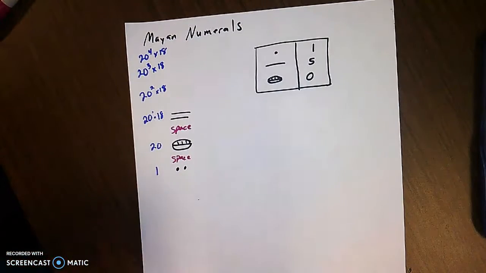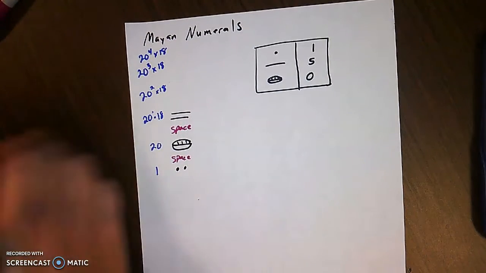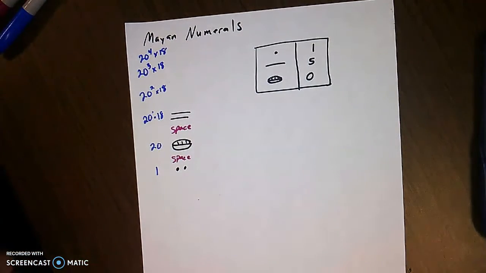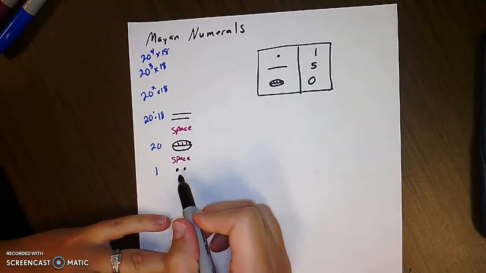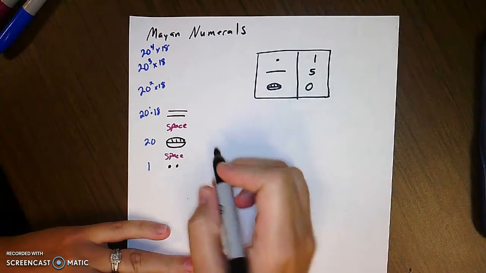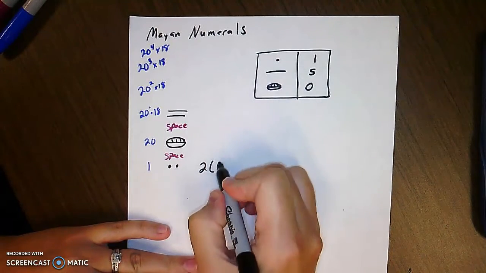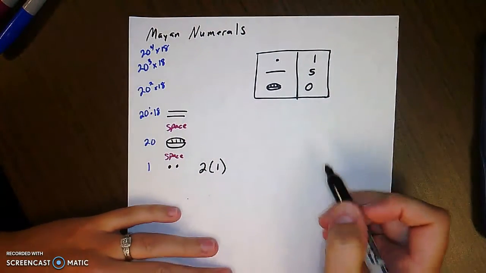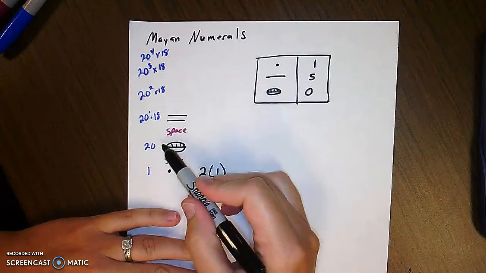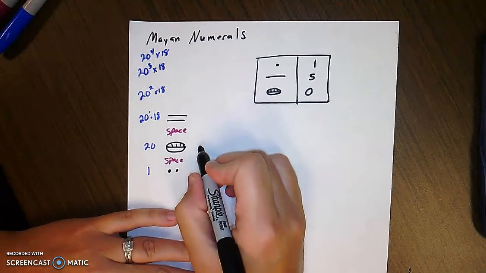Okay, so again, start at the bottom. This first place value of 1, it just has the 2 dots, right? So we know it's got 2 of the dots. The dots are each worth 1 point each, if you will. And then we move into the second place value, which is the 20.